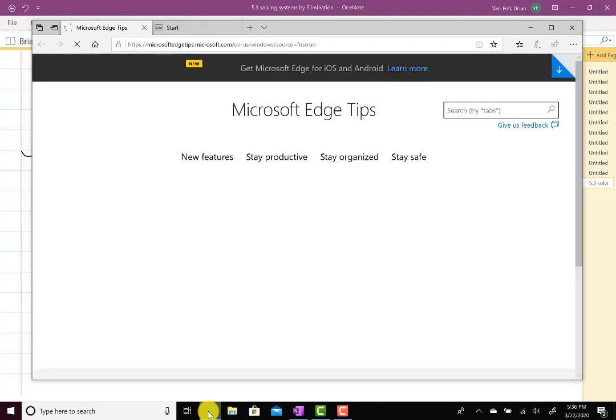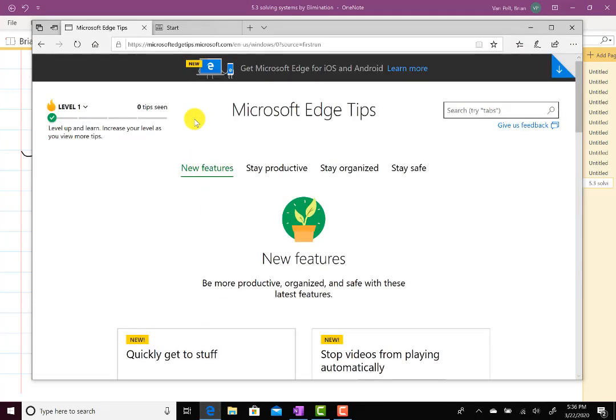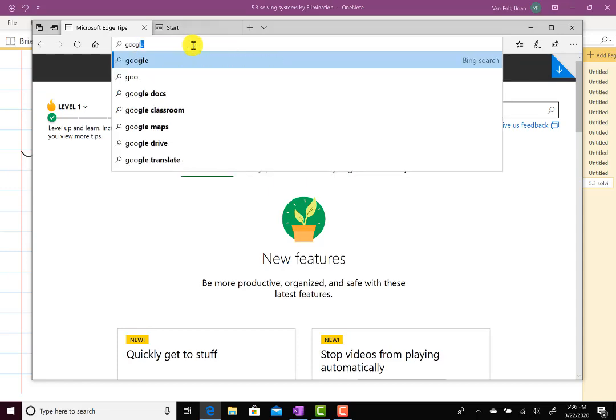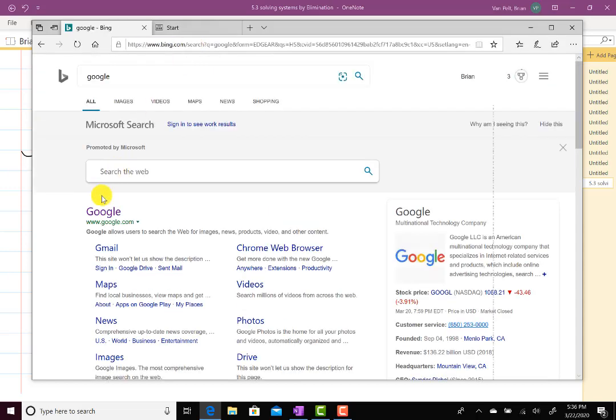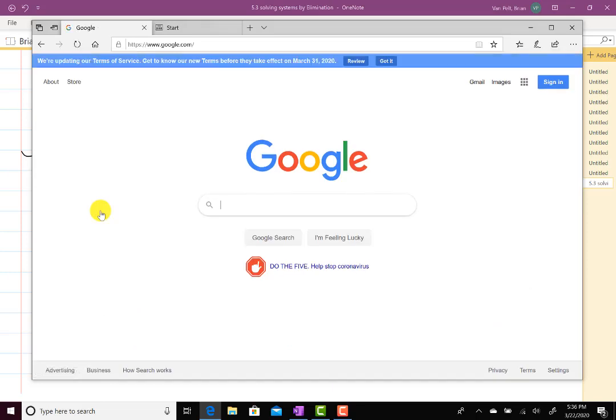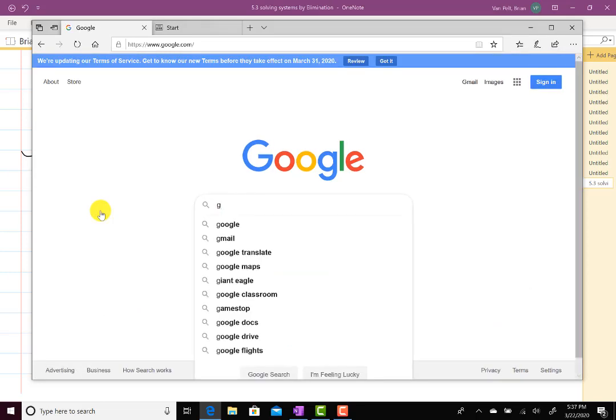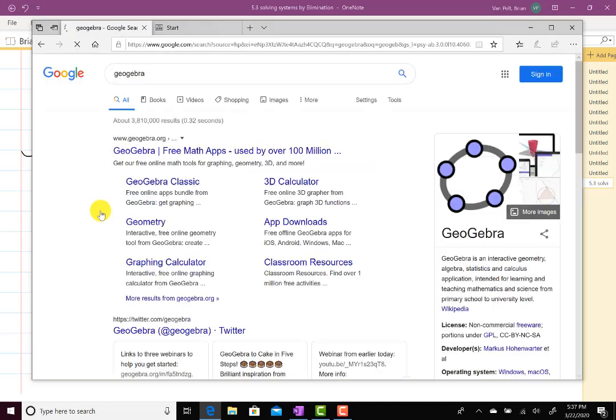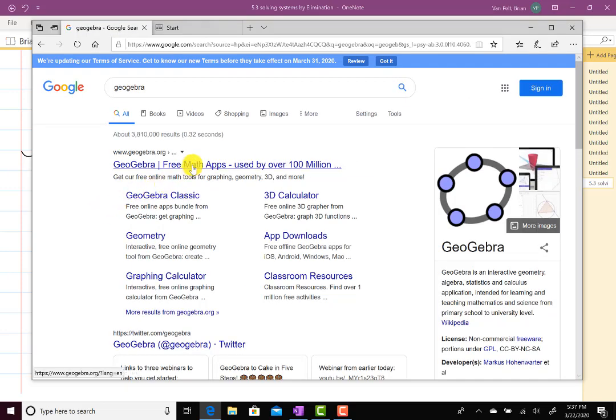Let me go to Google and show you what I'm looking for. This is free, you don't even have to download it. I like this program called Geogebra. Enter. And I like the classic one, to be honest. I think I can just click right there and enter it, and let's see where it takes me.